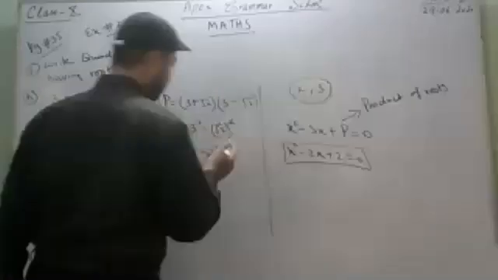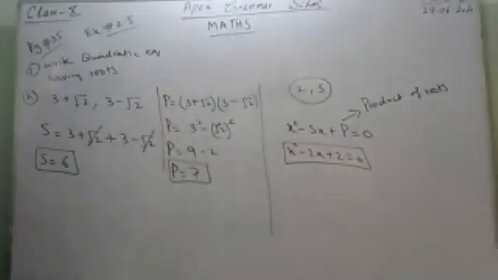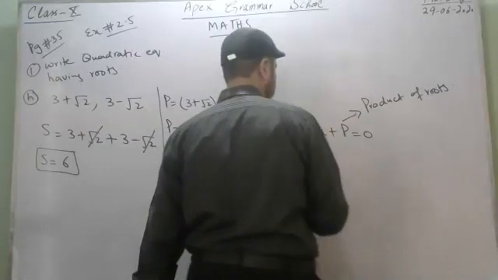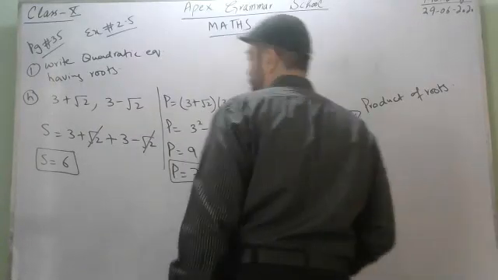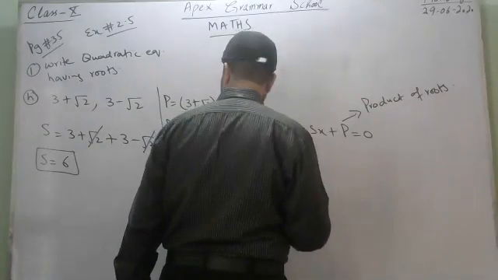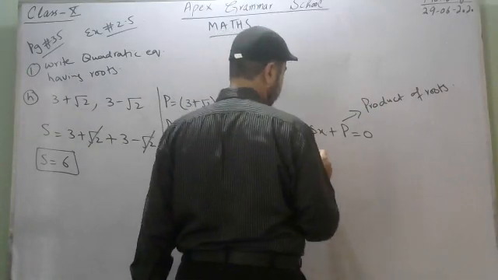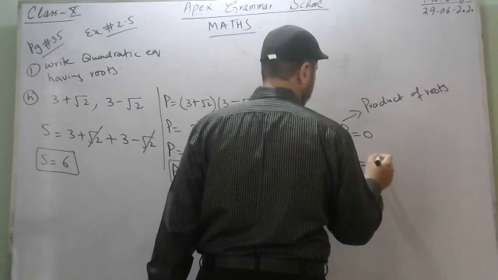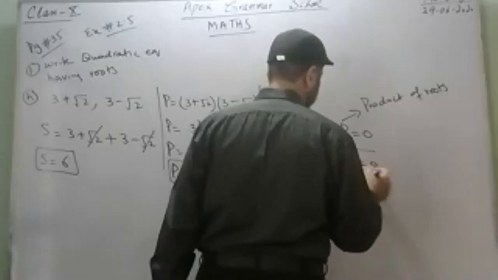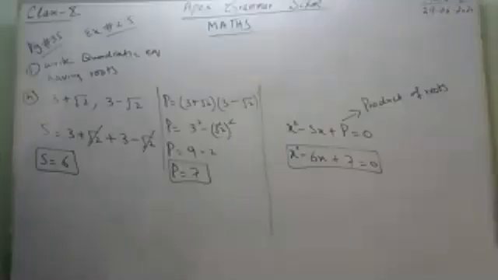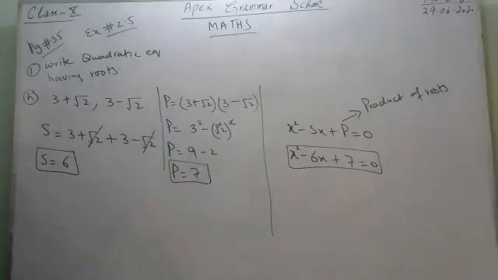Now we have it. We can make the quadratic equation. So x square minus sum, that is 6x, plus p, that is 7, is equal to 0. And that's it. This was question number 1. Now we will solve question number 2.